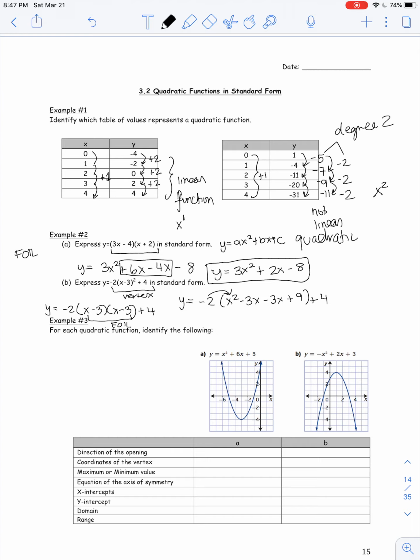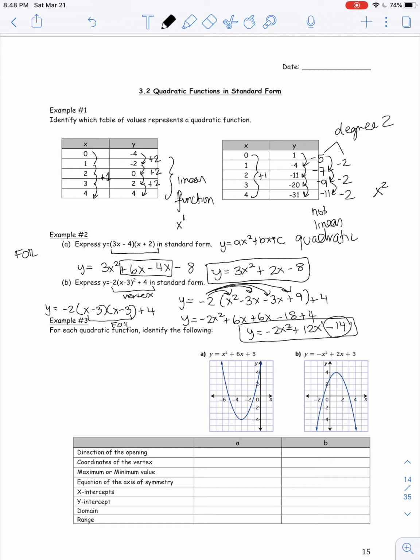Now we're going to distribute that -2 to everything. So that's going to give us -2x squared, positive 6x, positive 6x, and minus 18, which is adding with 4. So our standard form would be y equals -2x squared, positive 12x, and then minus 18 plus 4 would be minus 14. So there's standard form. So we always have the highest degree first, which is 2. Then we have to the power of 1 next, and then our constant comes afterwards, the very last term.